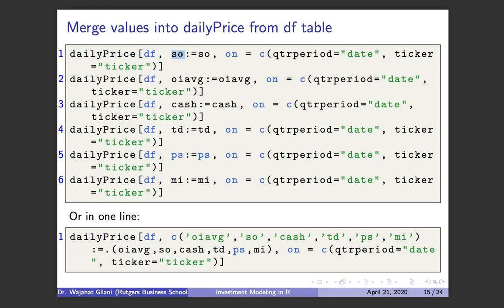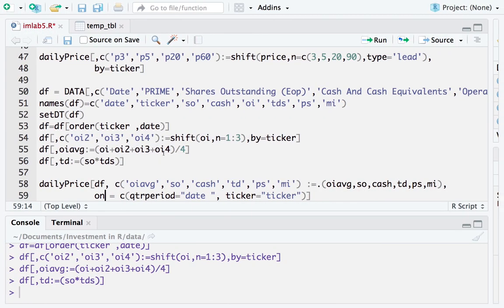I'm creating a new column called shares outstanding, and I'm joining daily price and DF by the quarter period column in daily price, the date column in DF, the ticker column in daily price, and the ticker column in DF, right? Again, it doesn't matter that the column names are different. All that matters is that the data and the values are of the same format and same data type when they link up, okay? And I will do the same thing for OI average, cash, total debt, preferred shares, and minority interest. I can do this line by line, six different lines, or I can do it in one shot, right?